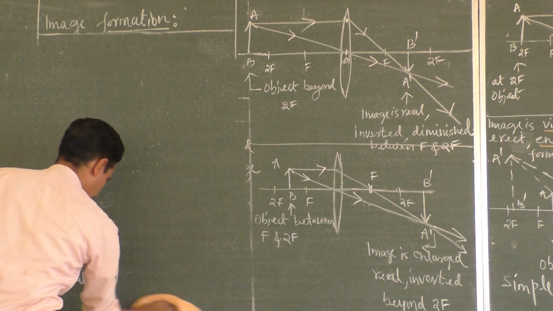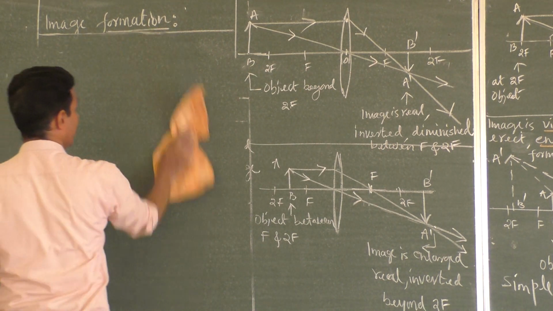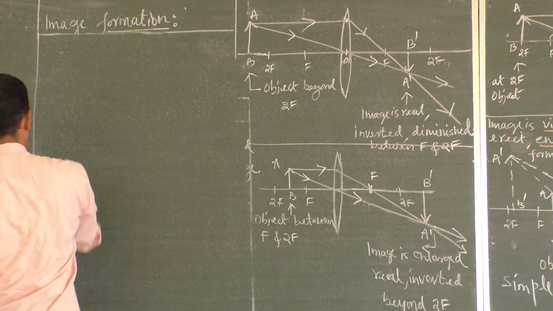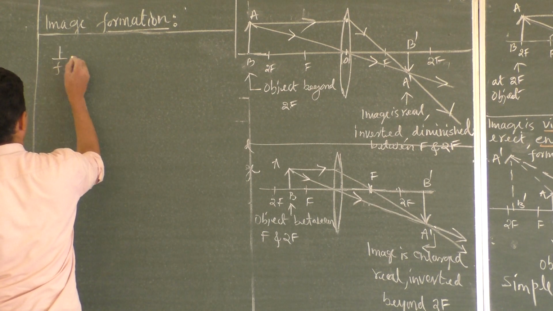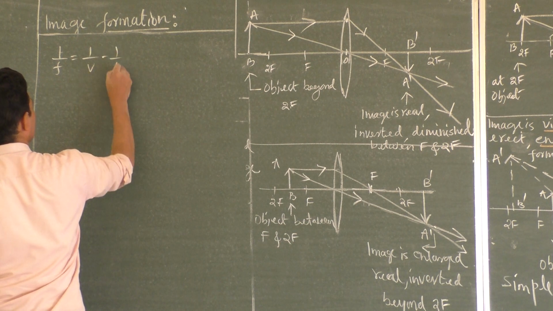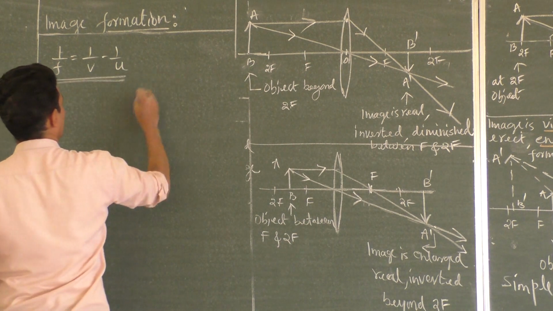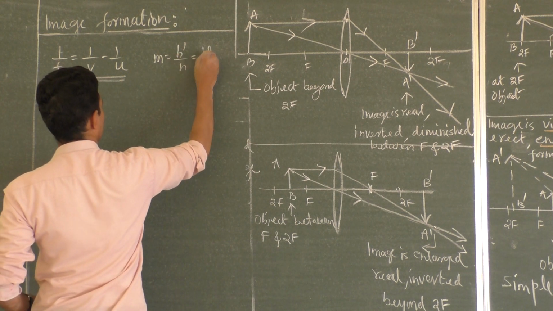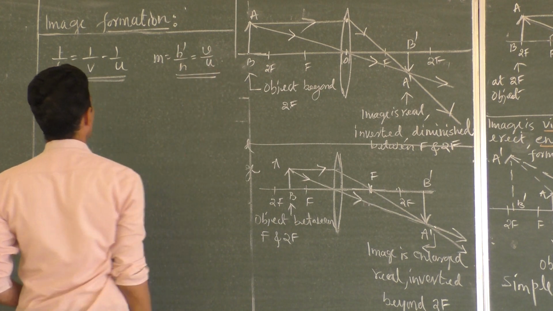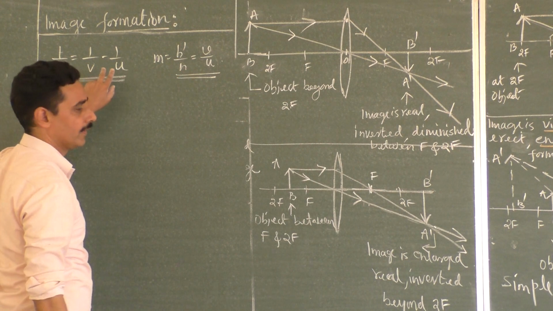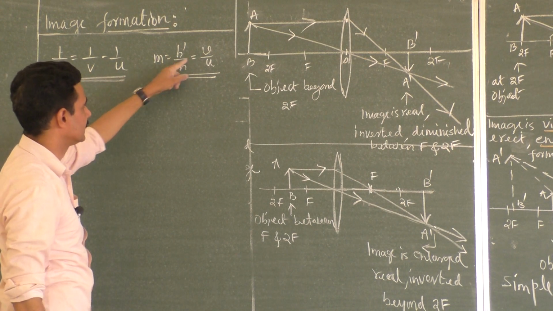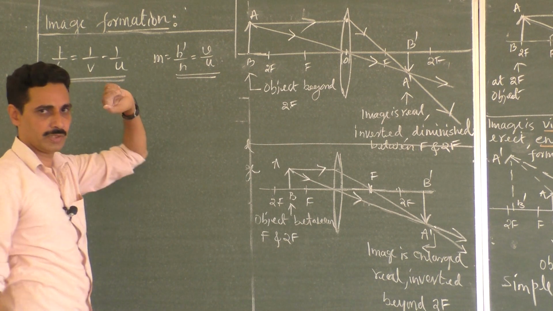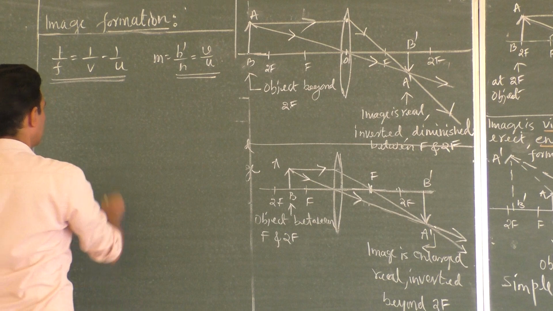And what is lens formula? I am not asking you lens maker's formula, I am asking you lens formula. Lens formula is nothing but 1 by f equal to 1 by v minus 1 by u. And what is magnification? h dash by h is equal to v by u. That's all. No negatives here. Whereas in mirror formula, h dash by h is equal to minus v by u, and 1 by f equal to 1 by v plus 1 by u. This is lens formula now.